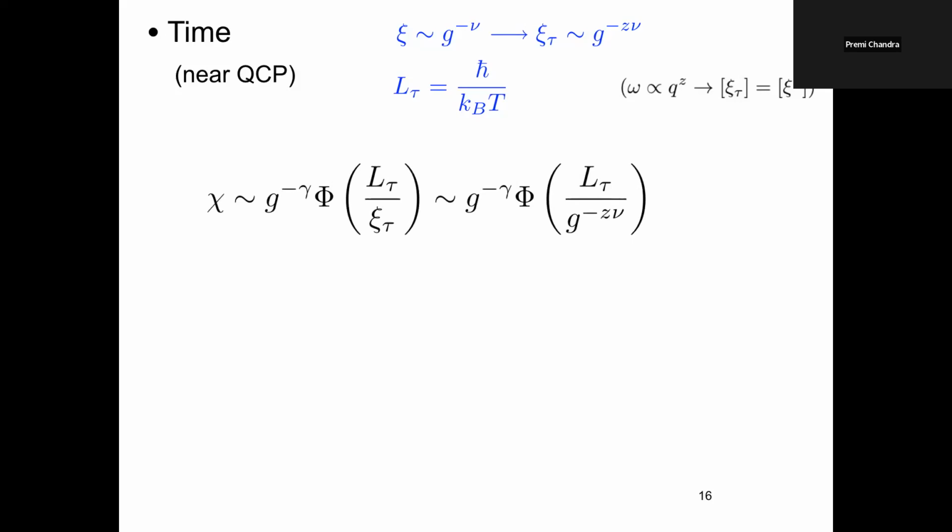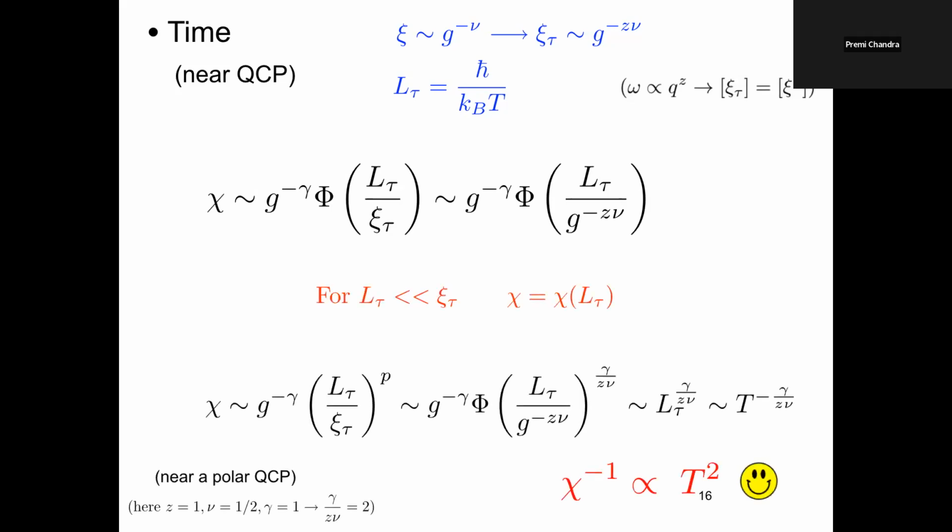In a thermodynamic system, we have this susceptibility that goes as g to the minus gamma times a function of L phi over g to the minus mu. Fine. That's what happens if we're at t equals zero. But now, we're putting the system at finite temperature, which is like putting it in a box in time. So for L tau much less than psi tau, the susceptibility is a function of L tau. Then here we have the susceptibility as g to the minus gamma, L tau over psi tau to some power.